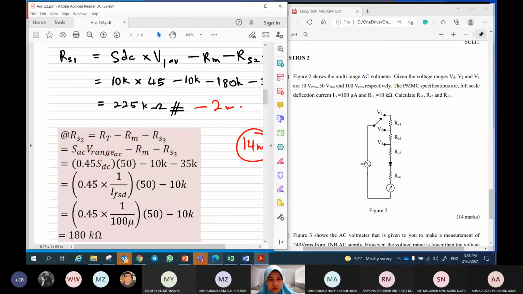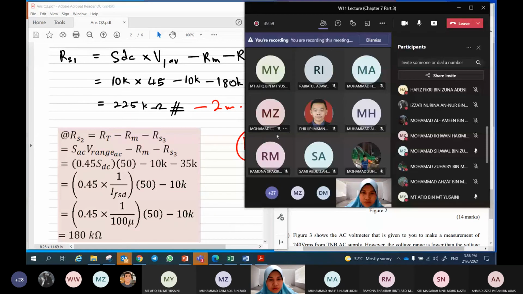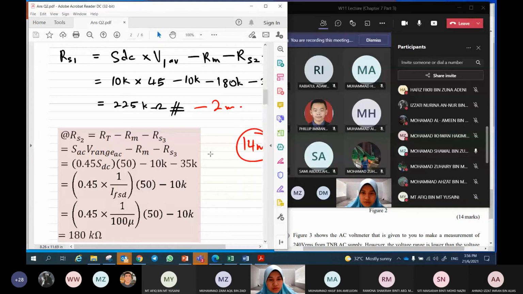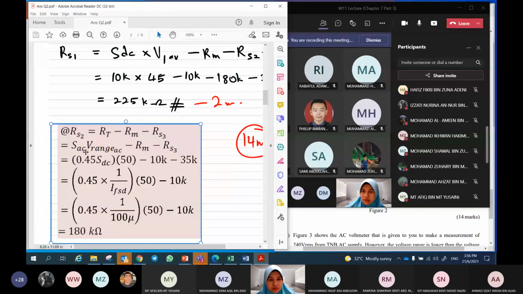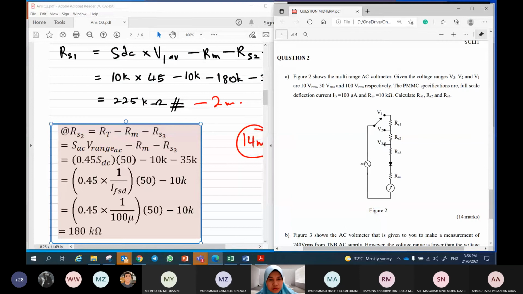So now we calculate for RS2. Okay. We want to calculate for RS2. So meaning that RT minus RM and RS3. Okay. So the calculation is the same. We repeat the same. We change V range into 50. Okay. Now V2 is 50. But we have to subtract with RM and RS3.